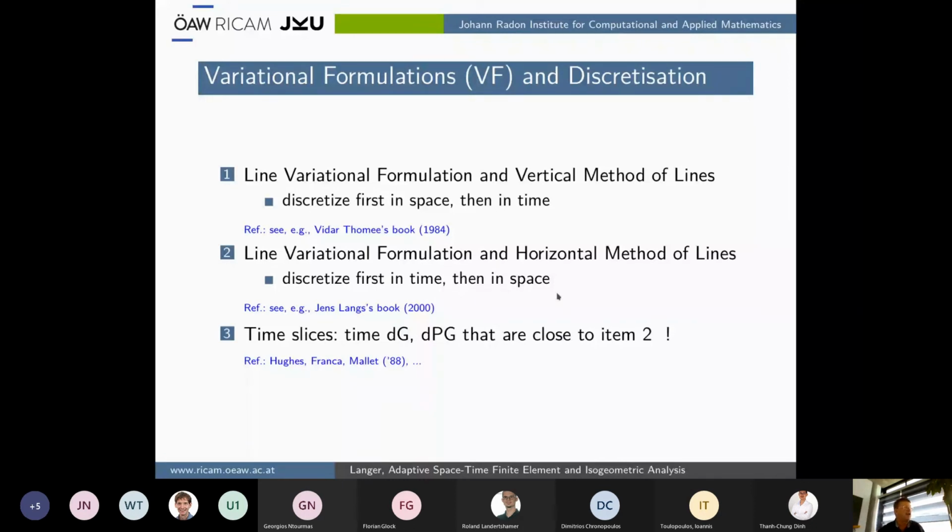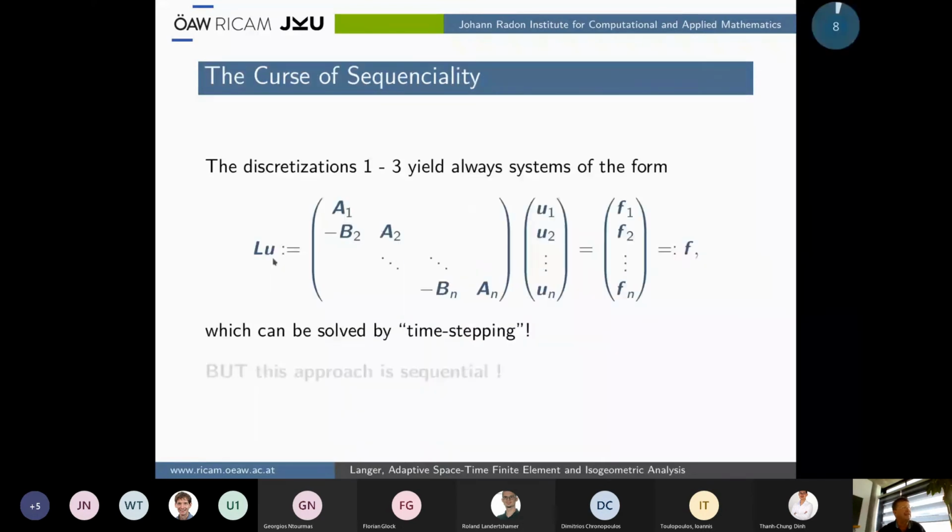method in space. Or more modern approaches, you have time slices, I say only for words, time discontinuous Galerkin or discontinuous Petrov Galerkin. But all these methods from time slices are close to 1 and 2, namely lead to a system. If you write all time levels in one system, then you get such a system, and of course you solve it by time stepping.